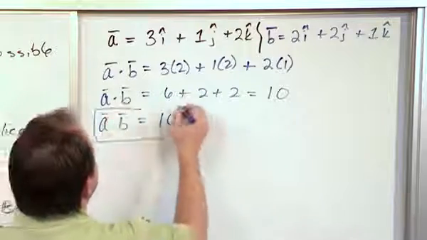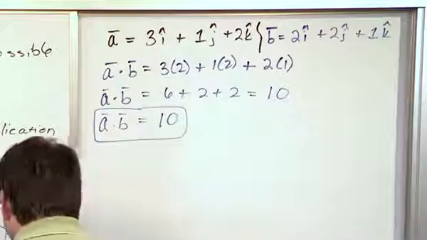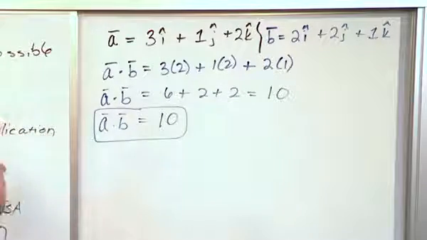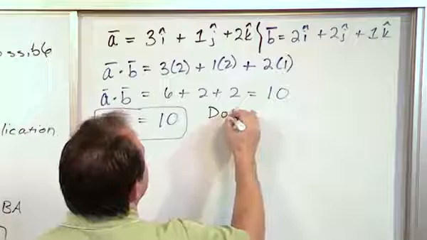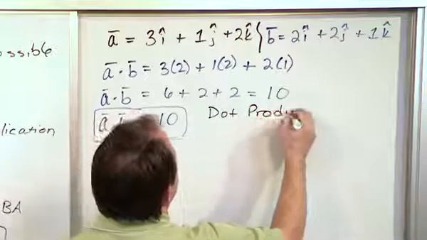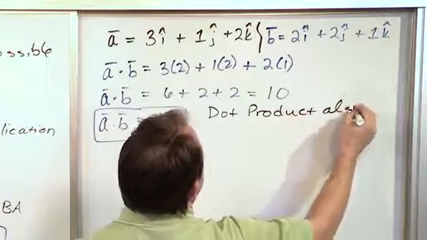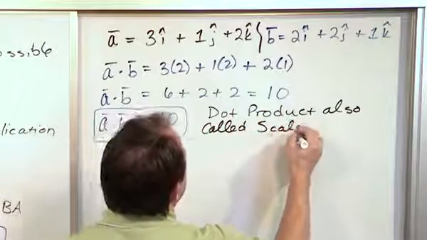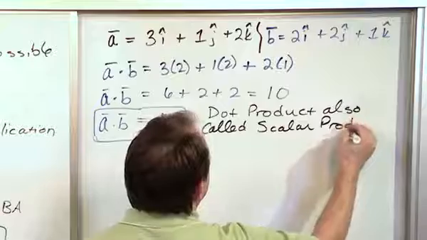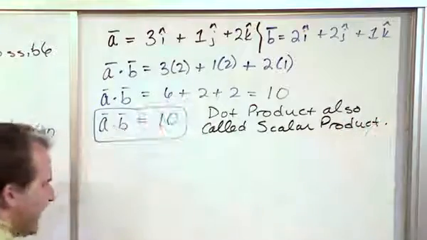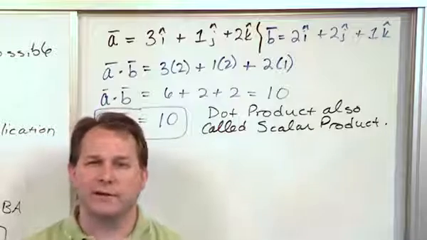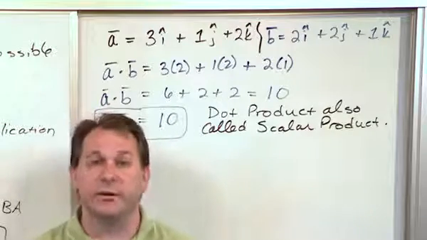Because it returns a number, a scalar, the dot product is also called the scalar product. So in your book, whatever you're studying, eventually it'll probably talk about the scalar product of two vectors. That's just a dot product. They call it a scalar product because you get a number as an answer.